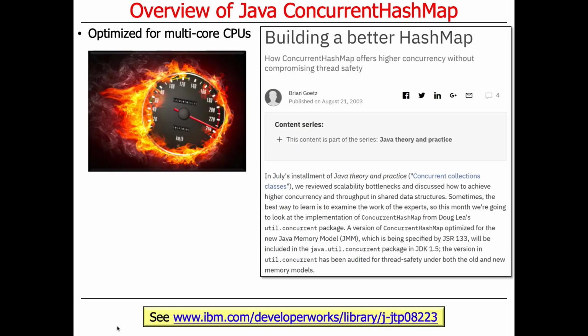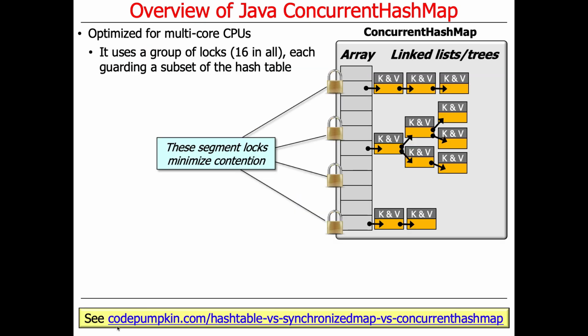Okay, so one of the things that concurrent hash maps do is they're optimized for multi-core CPUs. And if you read this article, it talks at length about what cool things they did to implement the concurrent hash map. It's really neat. I'm going to summarize some of the high points in the article here.